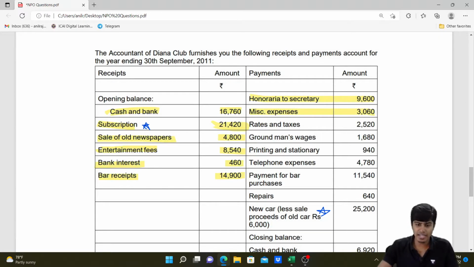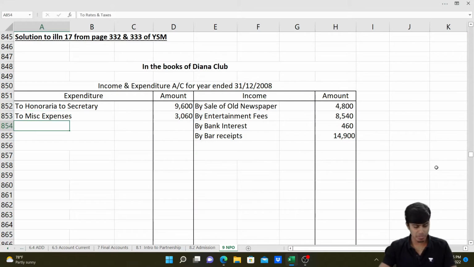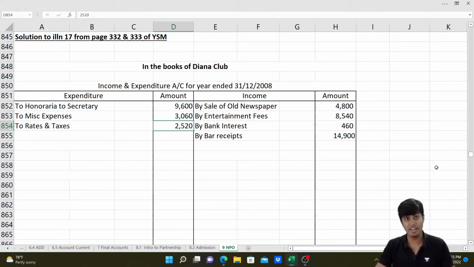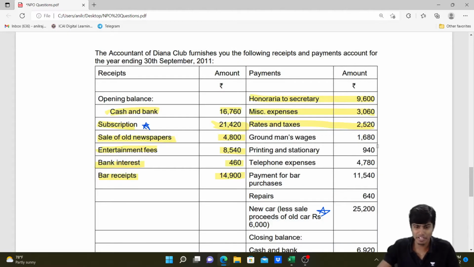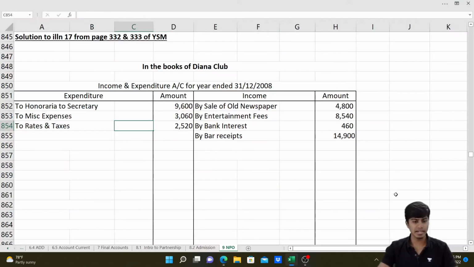Then I have rates and taxes, which is 2,520. This is again my expense. I'll write in income and expenditure as expense, rates and taxes 2,520. Then we have groundsman's wages 1,680. There is no adjustment. I'll write it in my income and expenditure straight away as expense, to groundsman wages 1,680 rupees.